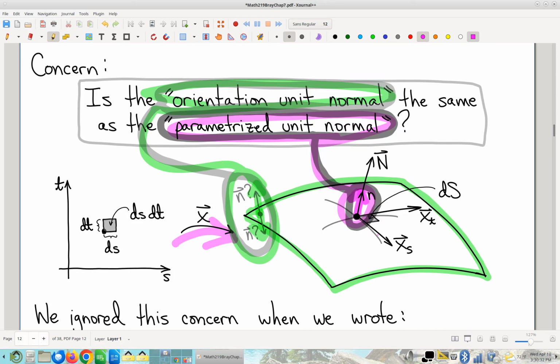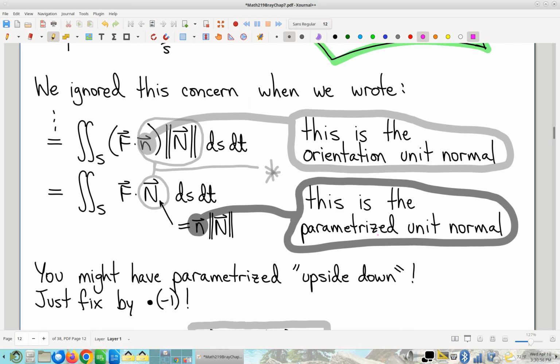The parameterization was done independently of any consideration of the given orientation of the surface. So it's a coin flip. When you parameterize, you might have picked the right normal vector. Maybe, but you just as likely might have picked wrong. Okay, so that was my crime. That's what I did wrong here.